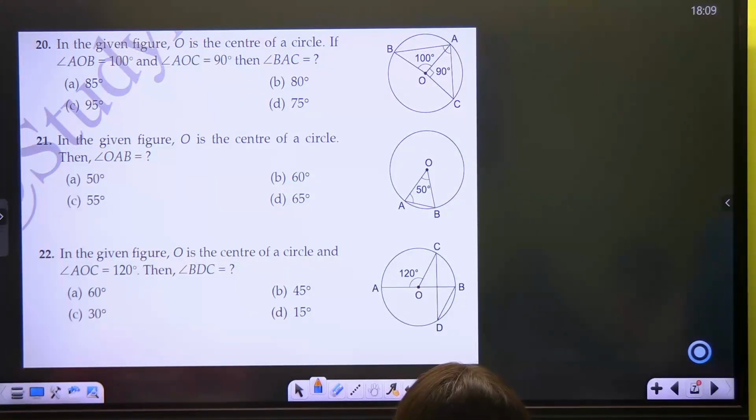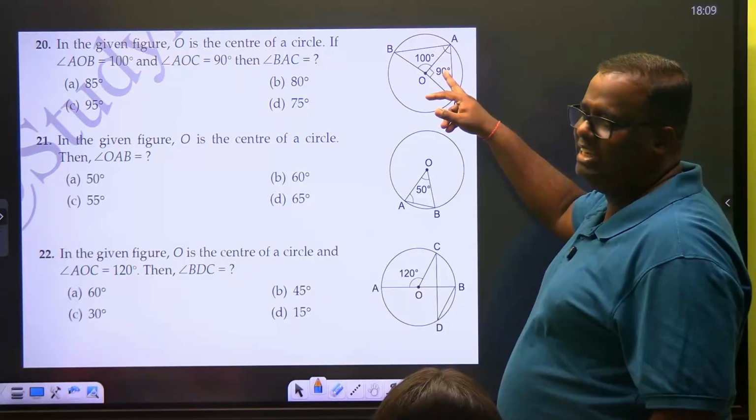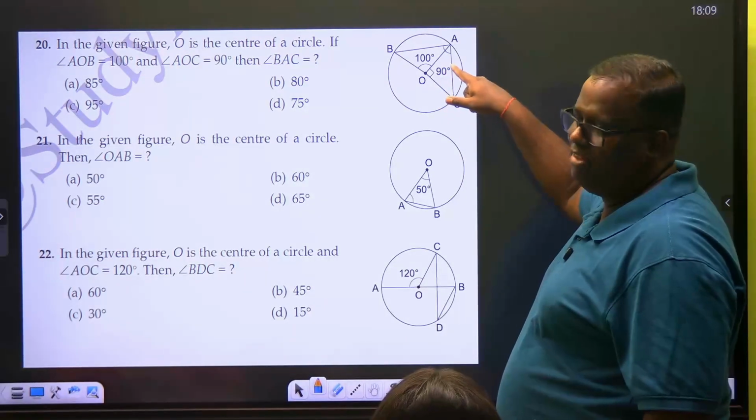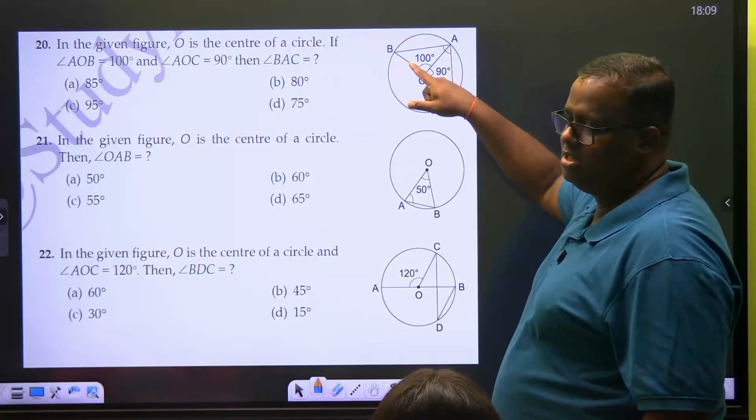75. In the given figure, O is the center of the circle. If AOB is 100, then BAC. How did you make it 75? Tell me. 85. You nonsense, this is 90, so both these should be 45. This is 100, so this should be equal to how much?